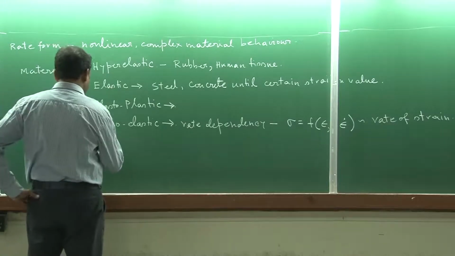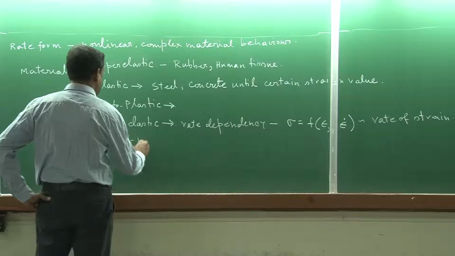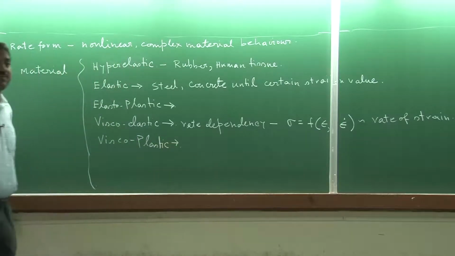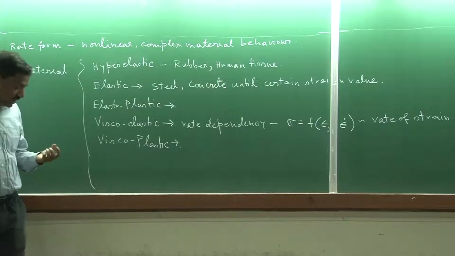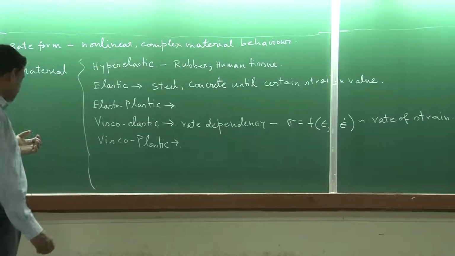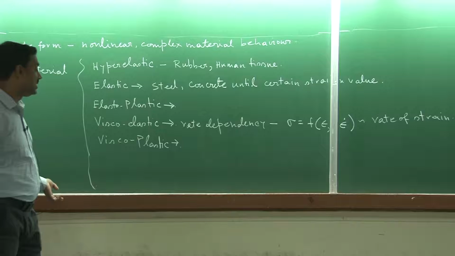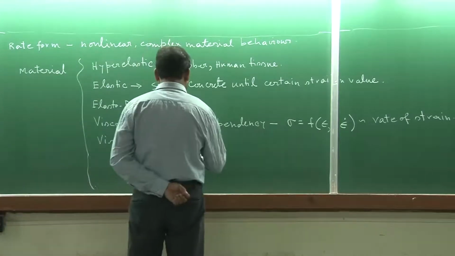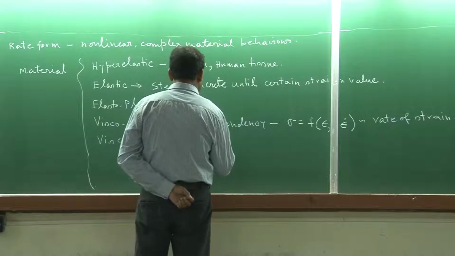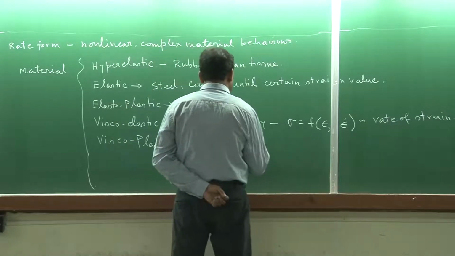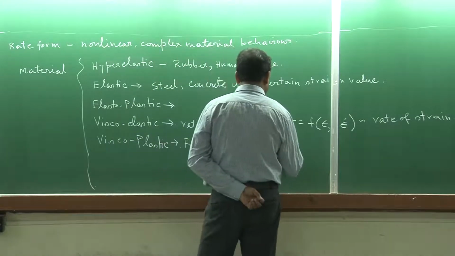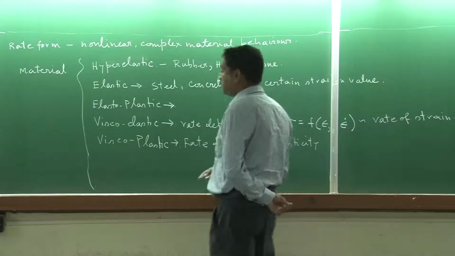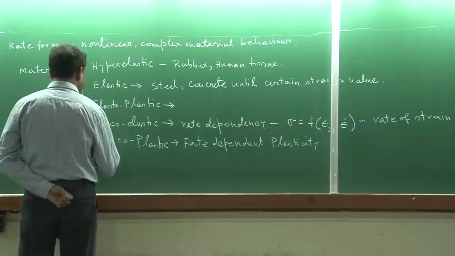Okay. Similarly, you can have viscoplastic. Viscoplastic means once again plasticity, but rate dependent. So, you can have the yield criteria and all other components of plasticity, but those are rate dependent. So, viscoplasticity is basically rate dependent plasticity. Viscoplasticity is the most generalized material behavior.